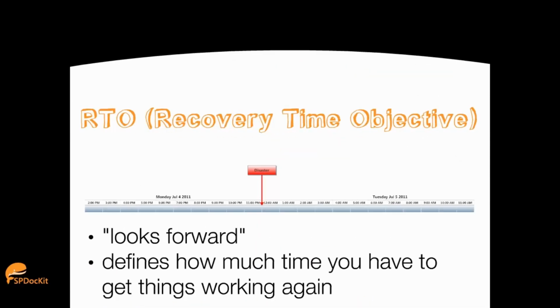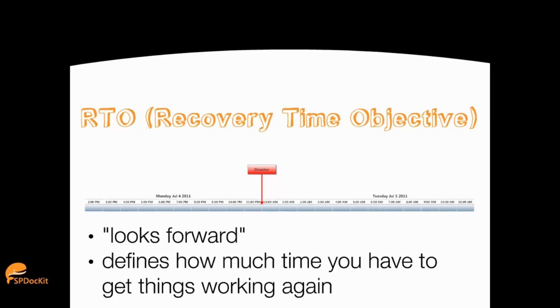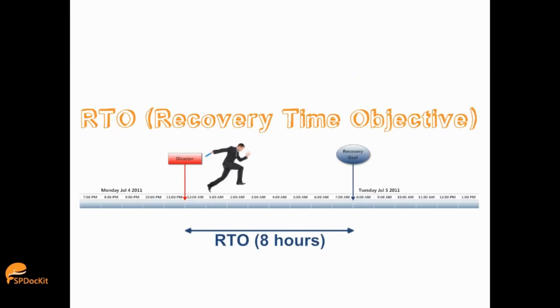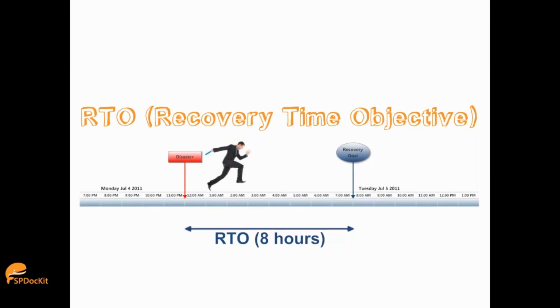Now, RTO is the complement on the other side of the timeline. RTO looks forward and defines how much time we have to get things working again. So considering the case of our disaster here, if we have a disaster at 11 p.m. at night and we have an RTO window of 8 hours, what that means is from the point of declaration of the disaster, we have up to 8 hours to get things working again. So the clock starts ticking, and in this case, we have until 7 a.m. the following morning to bring back a predetermined level of functionality in our environment.